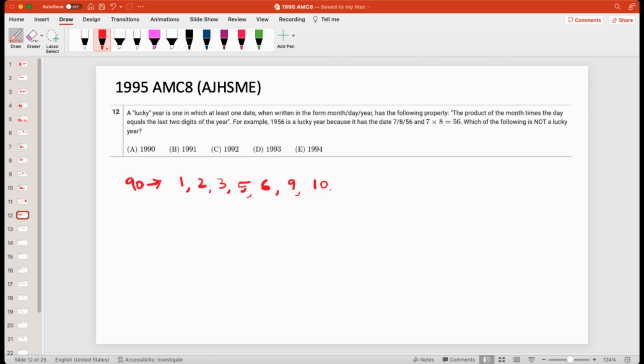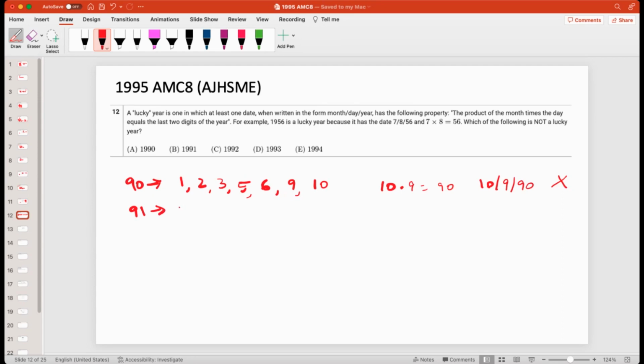Now in this, if I take 10 multiplied by 9, this is going to give me 90. So I can have a date which is like 10 9 90. Possible. So this is a lucky number, right? So this is not our answer. I'm going to cancel this. This is lucky. It's not unlucky. So now next coming to 91.